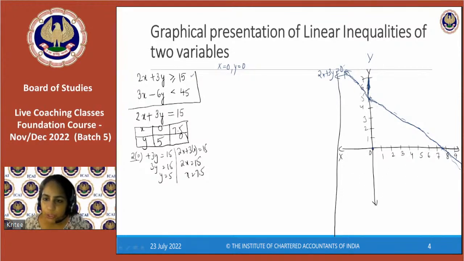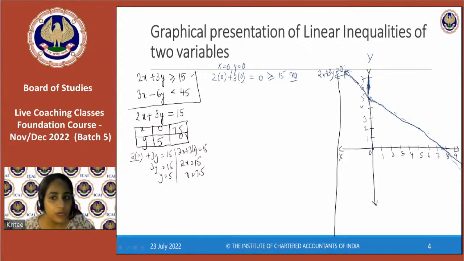As in, I will say all the values reaching out to 0 are satisfying the condition, are part of my answer. So I will put this value, that is 2 into 0 plus 3 into 0. So this is my LHS. So this gives me 0. Is 0 greater than or equal to 15? Oh, no, no, no. It is not satisfying the condition. If 0, 0 is not satisfying the inequality, that means this 0, 0 is not my answer.